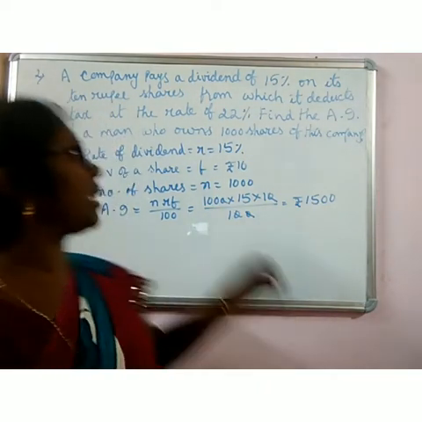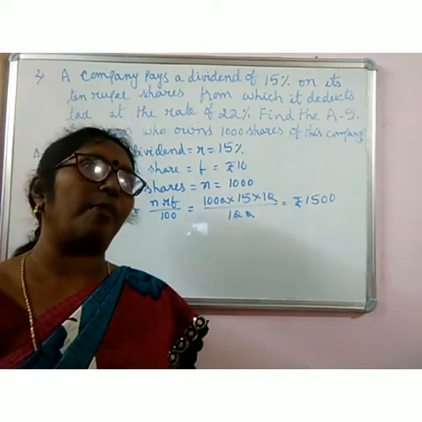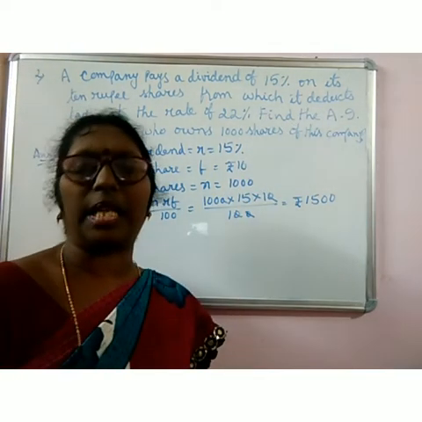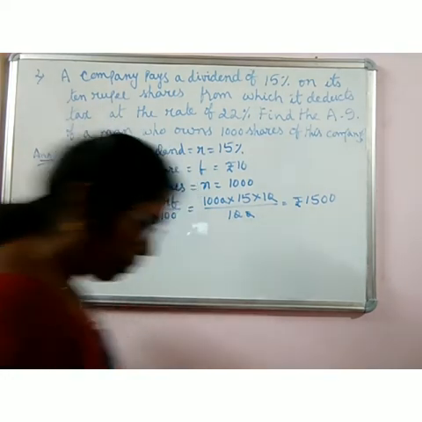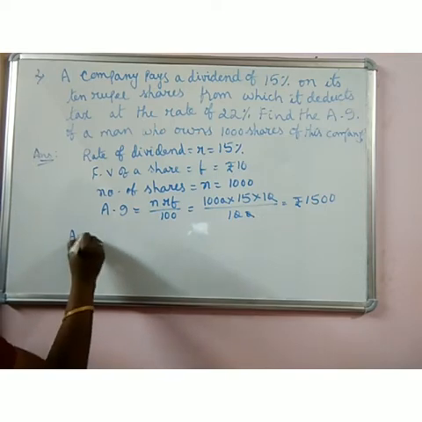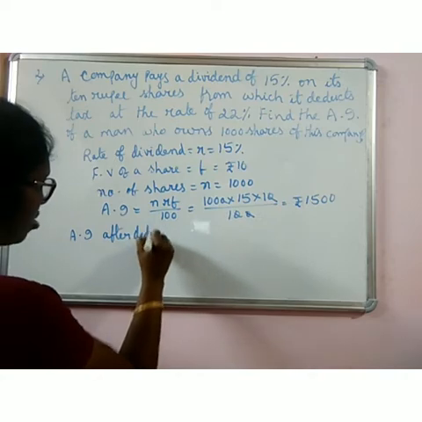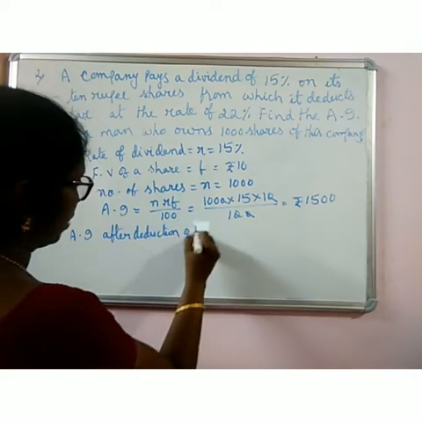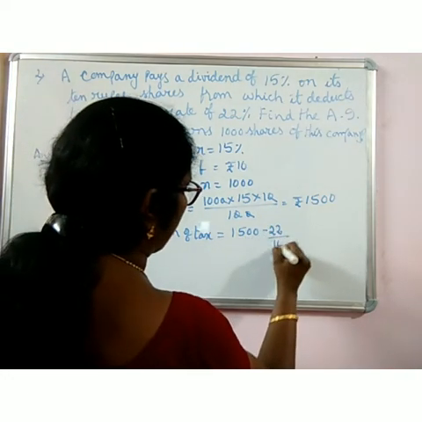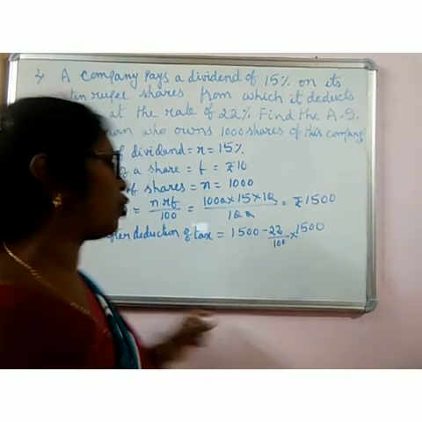Out of this, he has to pay 22% tax. From the annual income, 22% tax he has to pay. After that, we have to find out his income after deduction of tax. Okay? So annual income after deduction of tax. Annual income is 1500. Tax is 22% of 1500. Or you can write 1500 bracket 1 minus 22 by 100.